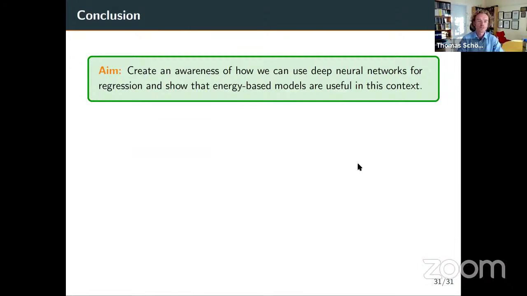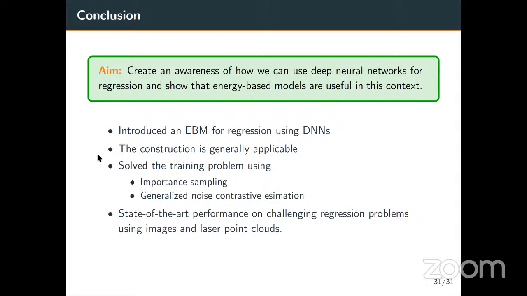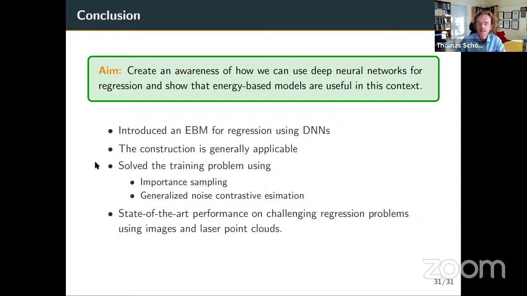All right, so to conclude, what I tried to do in this talk is to create some kind of awareness that we can use deep neural networks to solve regression problems, not just in the standard way, but perhaps using these energy-based models can be useful. So we introduced them for regression. It's a generally applicable construction, even though I showed you some specific application examples here, and solved the training problem using importance sampling and a version of noise contrastive estimation. With that, I think I should stop and see if there are any questions.